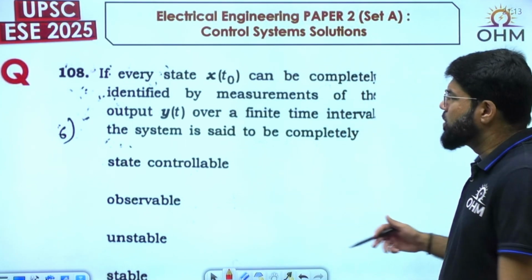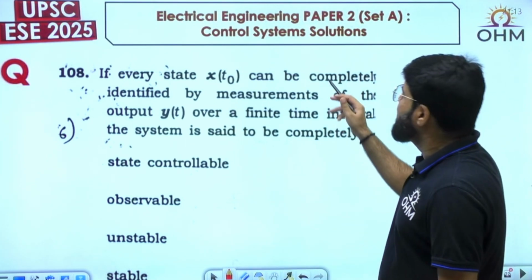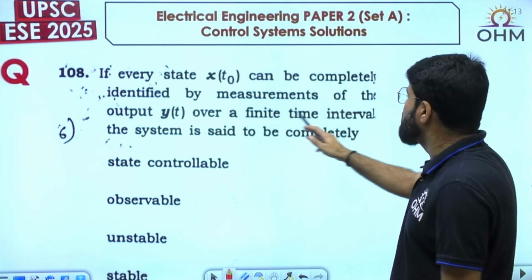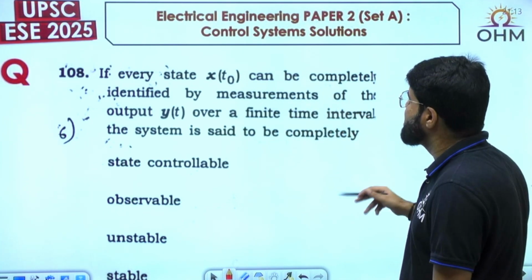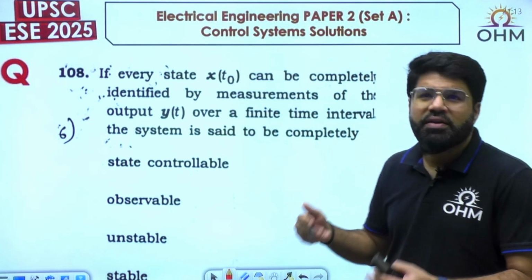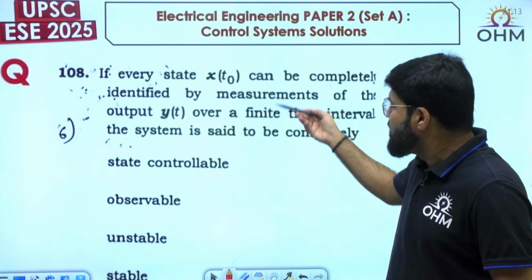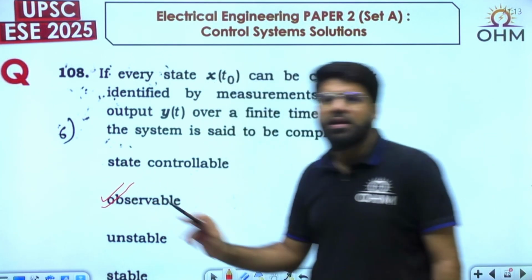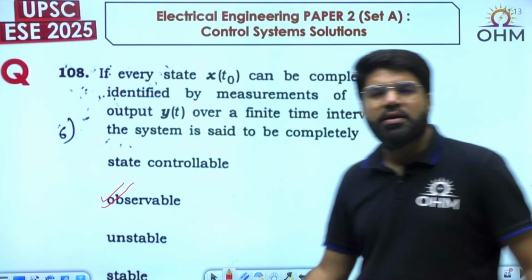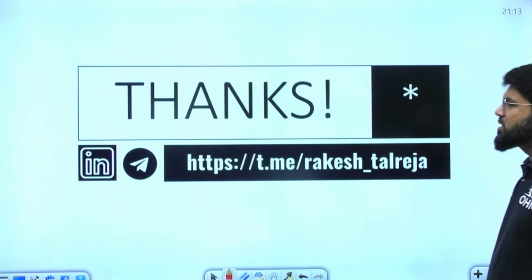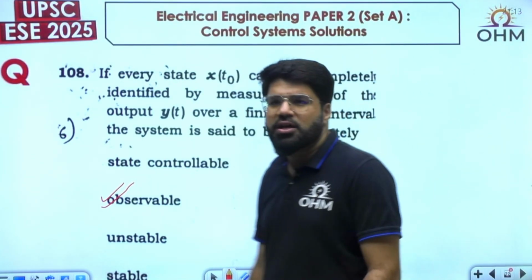And look into one more. Okay, if every state xt naught can be completely identified by the measurement of the output over a finite time interval, then the system is what? Okay, then the system is what? Yes, if you are able to observe every state, identified means observe by the measurement of the output, then the system is said to be completely observable. Correct? That's it. Definitions of state controllability and observability they have discussed. That's it. Finished. These are what were the questions.